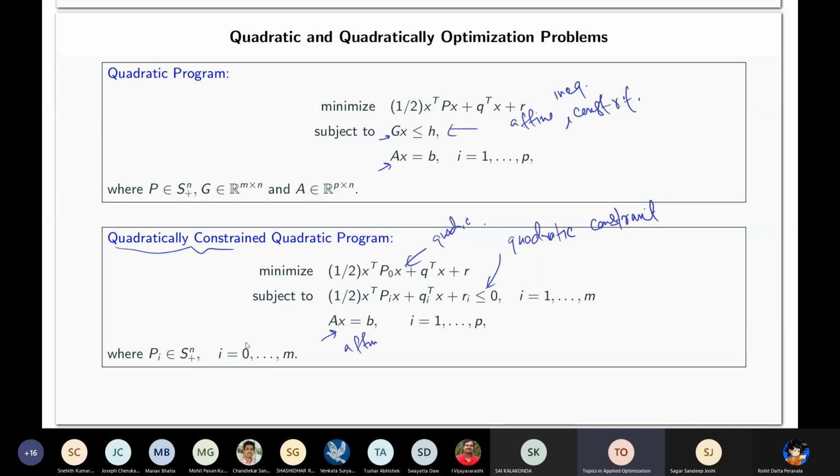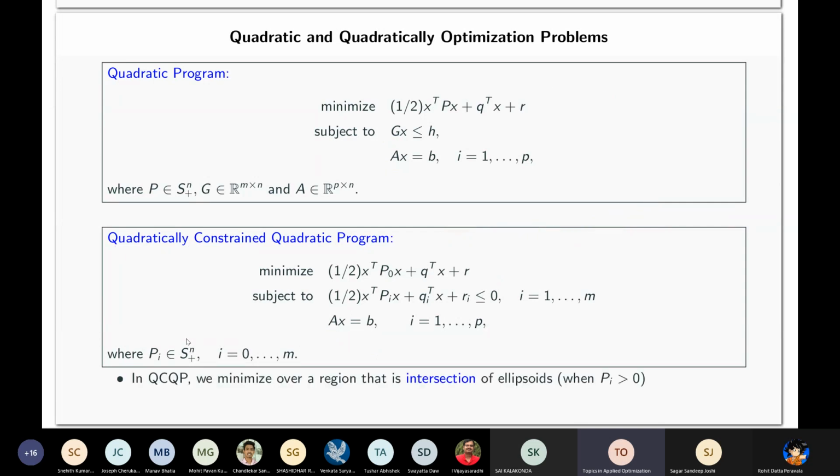P still remains, in fact, P0 and also Pi, all of these are symmetric and positive semi-definite. So what we observe is then QCQP. When you read papers, sometimes people just write QP because it's so standard, and for linear programming they will write LP. So QCQP. What do we observe? We observe that we minimize over a region that is the intersection of ellipsoids, when Pi is greater than 0.